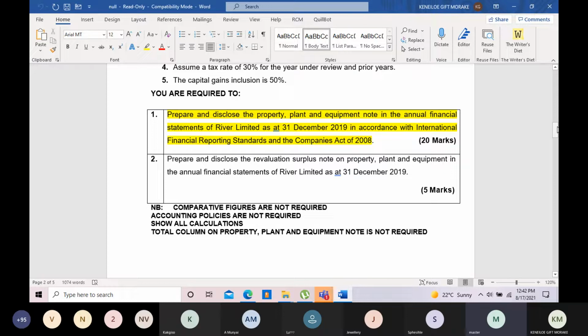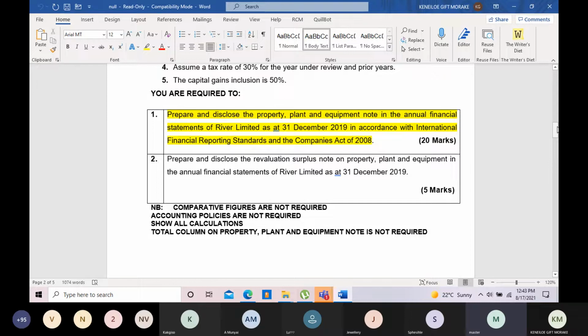I'm just giving you the tip so that you'll know which one is easy for you. Let's say number 2 is easy. If you started reading the requirements, you'll know that, okay, I'll start by preparing and disclosing the revaluation surplus note on PPE in the annual financial statement of River Limited as at the end of the financial year.